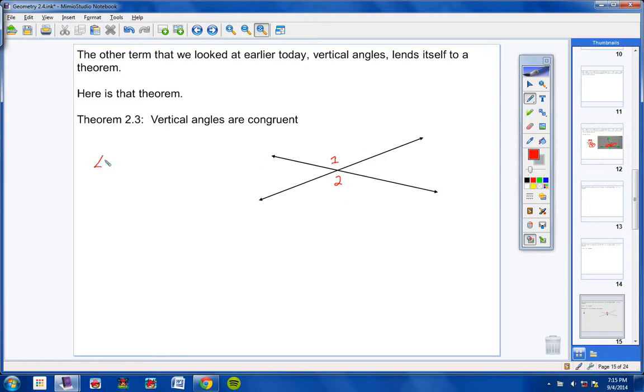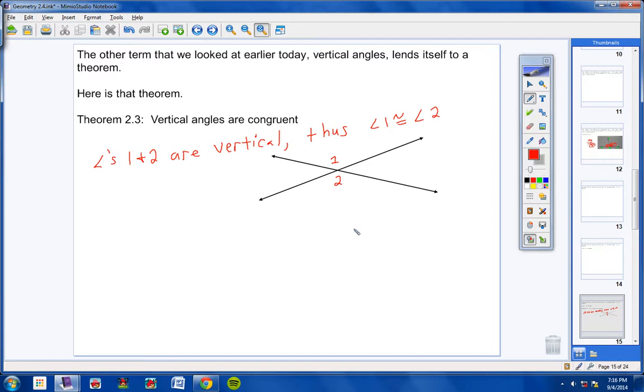And then off to the side, I want you to put angles 1 and 2 are vertical, comma, thus angle 1 is congruent to angle 2. There you go. If you have vertical angles, they are congruent. So I'm telling you angles 1 and 2 are vertical, which they are. Thus we know angles 1 and 2 are congruent.